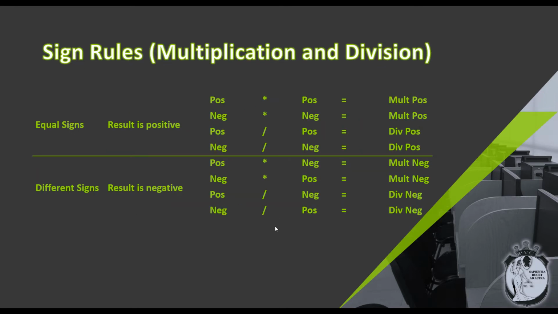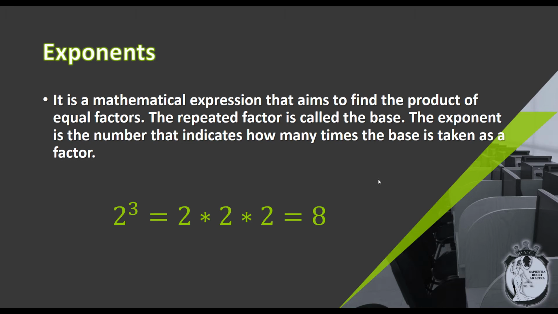And for multiplication and division it's easiest. If you have equal signs, your result is positive. If you've got different signs, your result is negative. It's only that. Okay, we continue with the next topic of today.